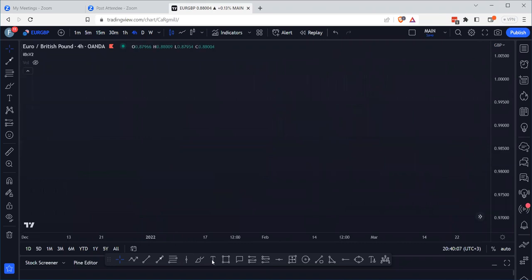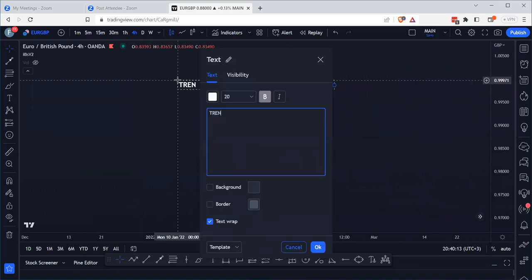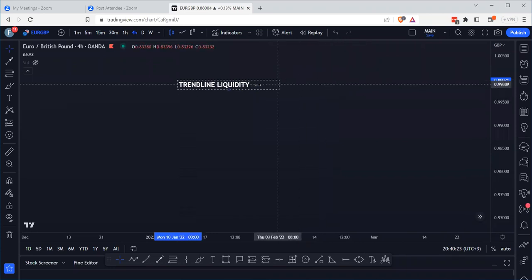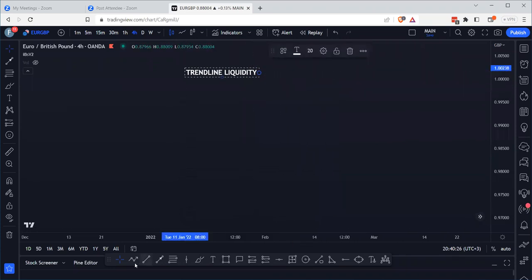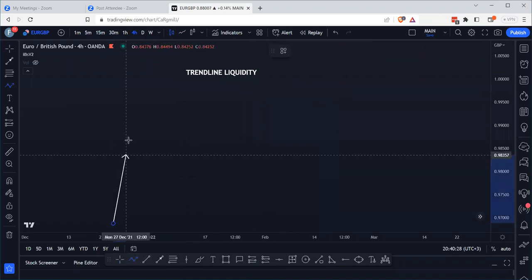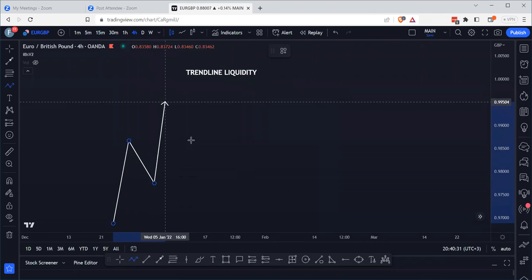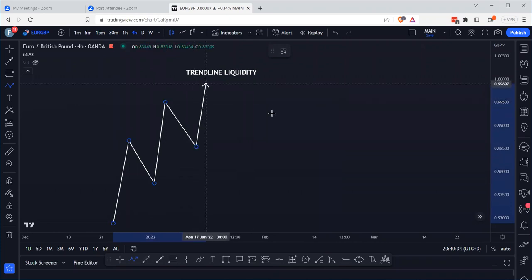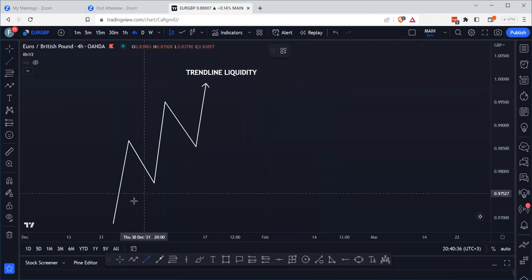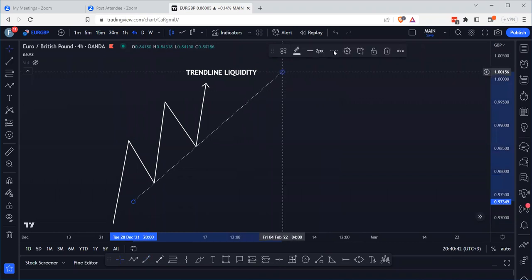Another way to spot liquidity, all right, is trend lines. Okay, trend line liquidity. So there are a lot of traders that trade trend lines. So a trend line is something like this. When you see price in an uptrend, something like this, you see a lot of traders draw out a trend line, mapping the higher lows together. So this is a trend line.